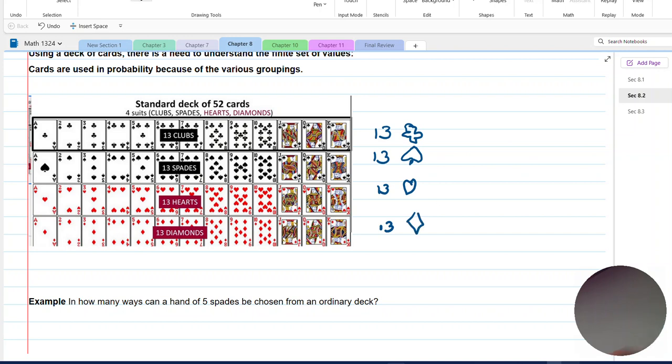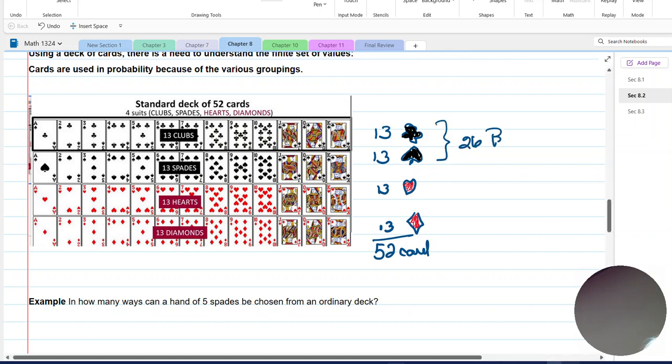Okay, these guys, and let me do that. I think that's black. All right, here I go. So all of that adds up to 52 cards. All right, there are 26 black cards and 26 red cards.